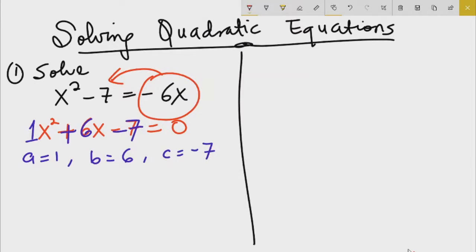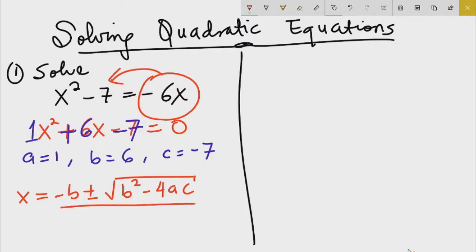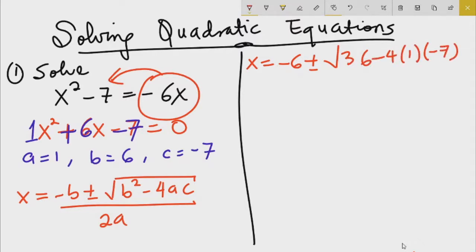The quadratic formula is x equals negative b plus or minus square root of b squared minus 4ac, divided by 2a. All I need to do now is just substitute. So x will be, our b is 6, so negative b is going to be negative 6 plus or minus. b squared will be 36 minus 4 multiplied by 1 multiplied by negative 7, divided by 2a. 2 multiplied by 1 will just be 2.